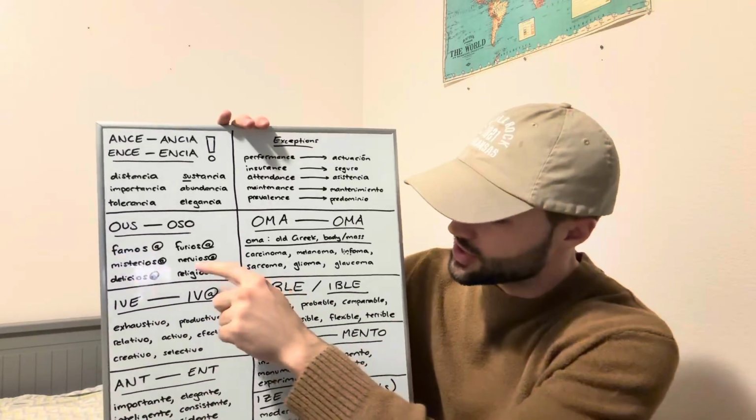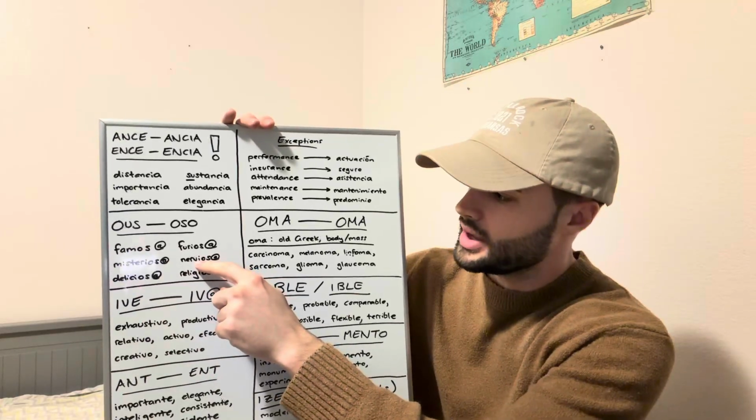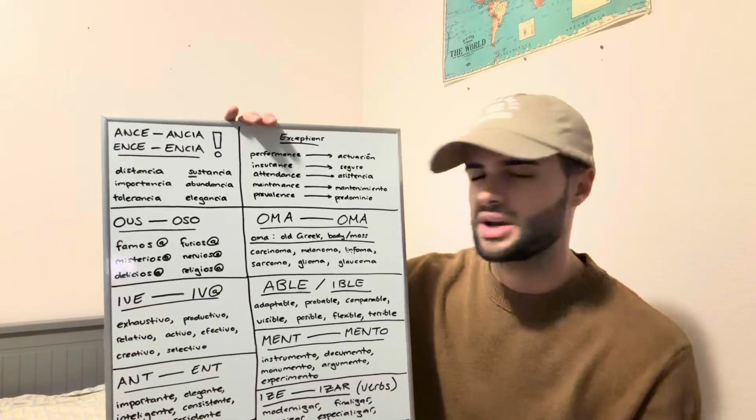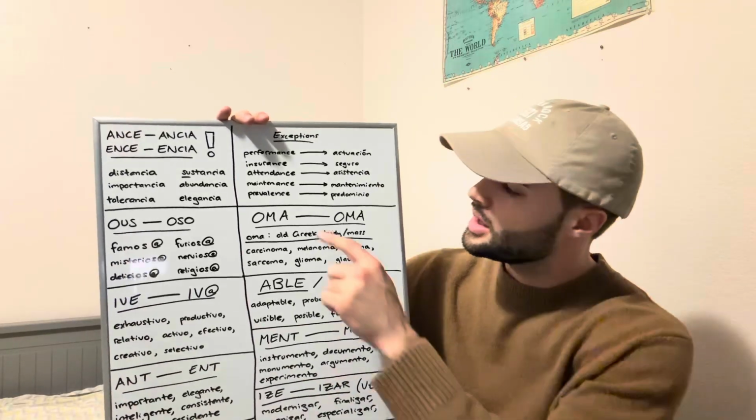One minor change that's made is that in the word nervous, an extra I is added as well. It's not nervoso, it's nervioso. But I thought that was similar enough to still put it in the category.